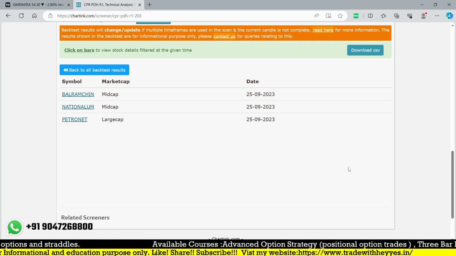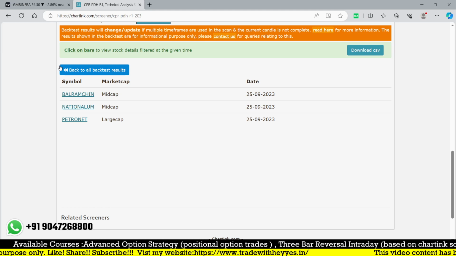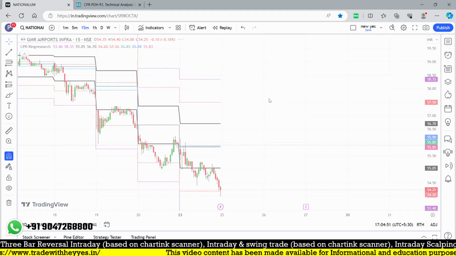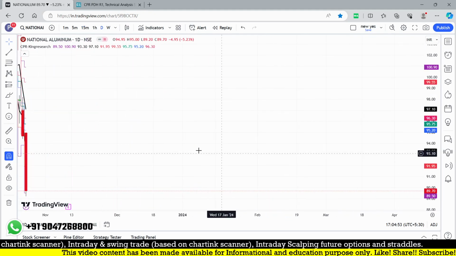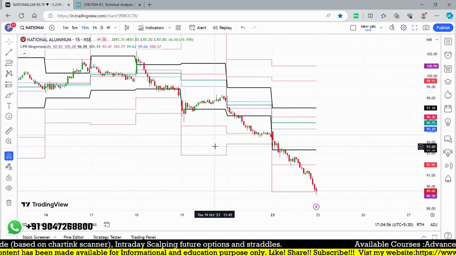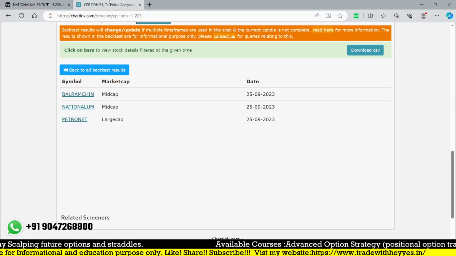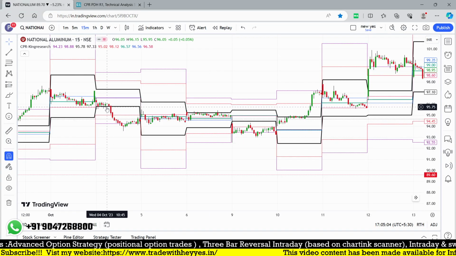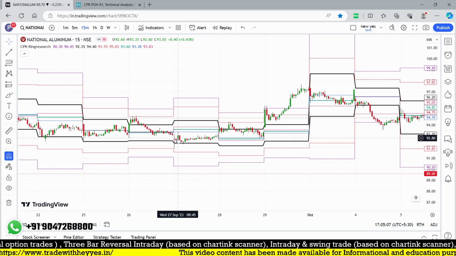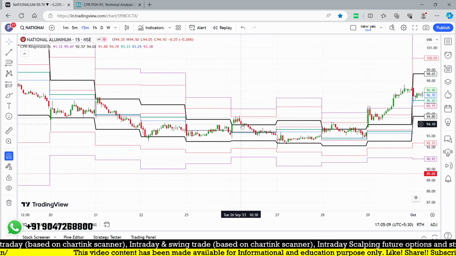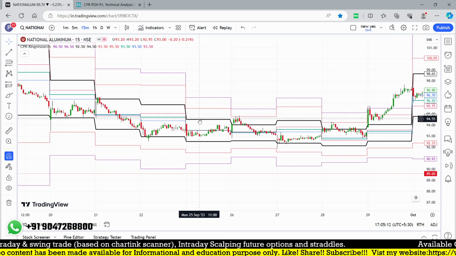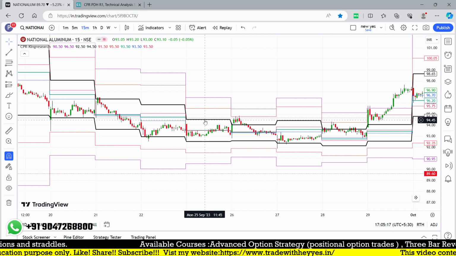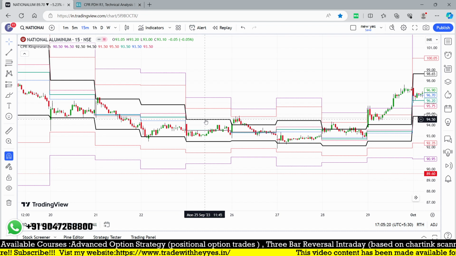In this particular day, we have three stocks: Balram Chini, National Aluminium on 25.9. So let me go for National Aluminium. So whether intraday or positional, how do we use it? On daily time frame, sorry, and 15 minutes. Random checking, Balram Chini, National Aluminium, 25.9, 27, 26, 25. So previous high equal to that particular day's resistance, next day on 25th.